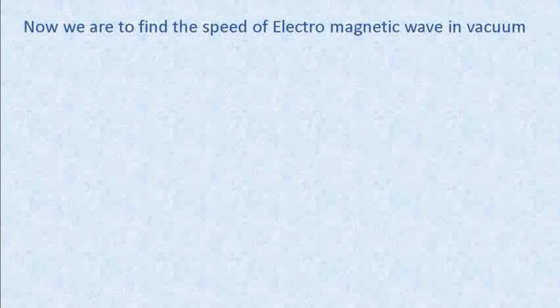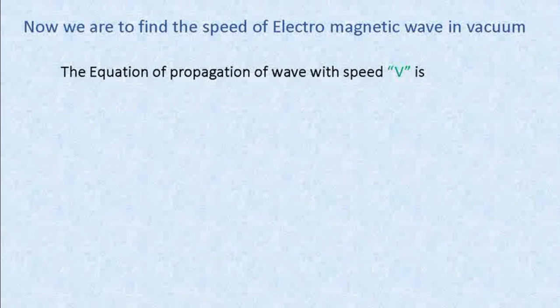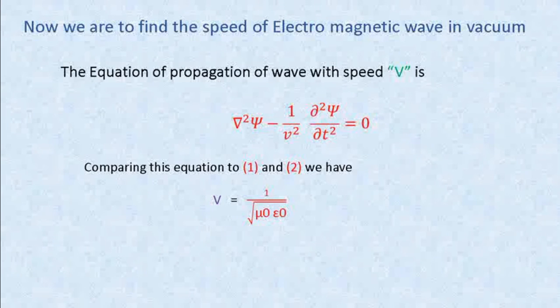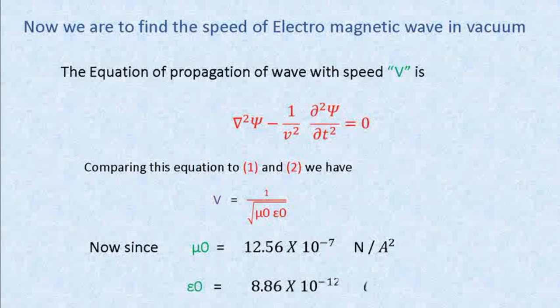Now we are to find the speed of electromagnetic waves in vacuum. The equation for propagation of a wave with speed v is del square psi minus 1 upon v square del square psi upon del t square equal to 0. Comparing this equation to 1 and 2, we have v equal to 1 upon under root mu naught epsilon naught. Now, mu naught is equal to 12.56 into 10 to the power minus 7 Newton per ampere square, and epsilon naught is equal to 8.86 into 10 to the power minus 12 Coulomb square per Newton per meter square.